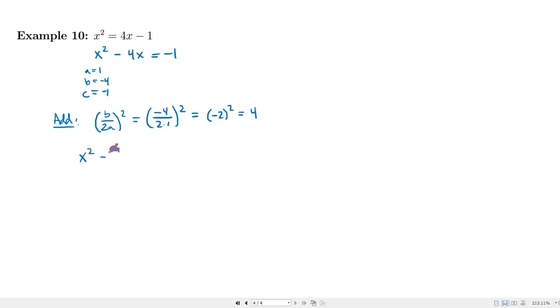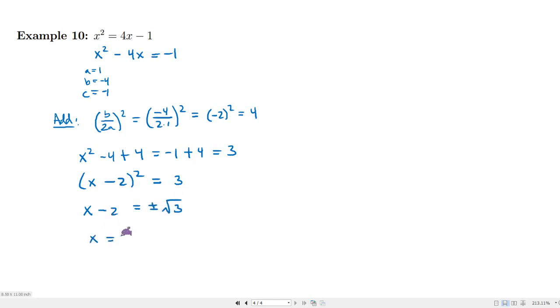So we have x squared minus 4x plus 4 equals negative 1 plus 4, which is positive 3. And this factors as x minus 2 quantity squared, right, which is right here. And you can FOIL it out to check, but this is equal to 3. So taking square roots, we have x minus 2 equals plus or minus the square root of 3. So then adding that over, we have x as 2 plus or minus root 3. And those are our two solutions.